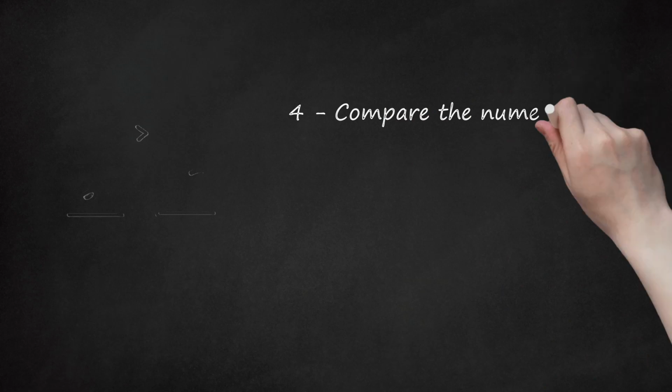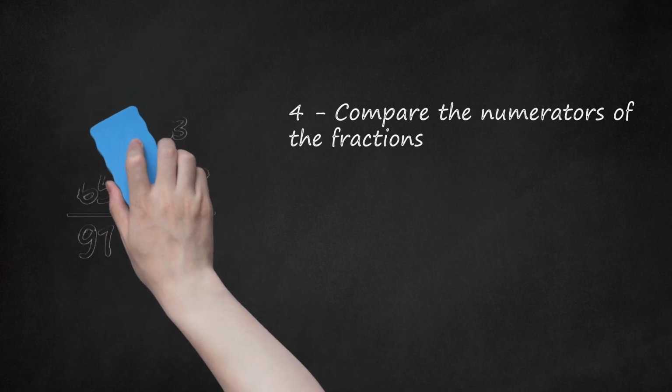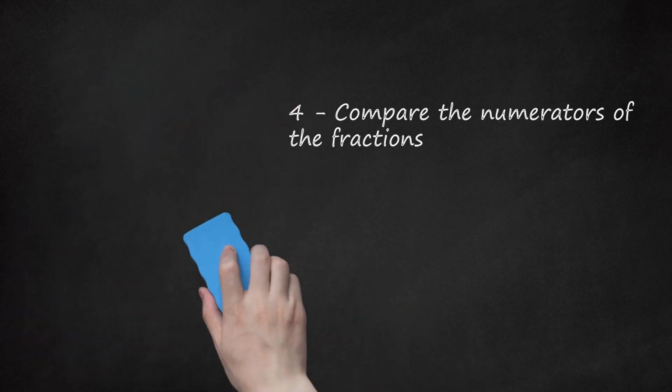Step 4. Compare the numerators of the fractions. The one with the larger numerator is the greater fraction. So, the fraction 65/91 is greater than 63/91 because 65 is greater than 63. This means that the original fraction, 5/7, is greater than 9/13.